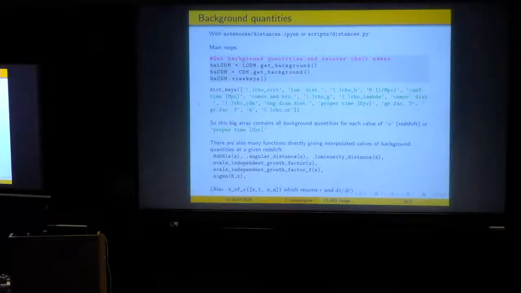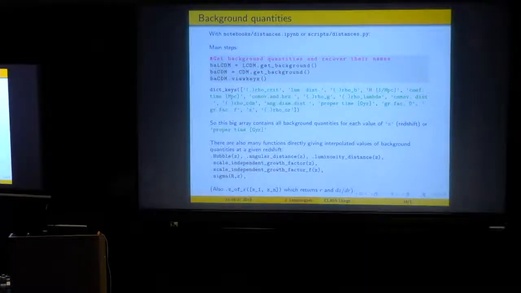So I have already computed my lambda CDM cosmology and my Einstein-de Sitter cosmology. For each of them, I do a get_background, no argument needed, and the code will produce a big array that contains the evolution of background quantities with time. And again, probably I forgot the syntax of this. So I do a view_keys, and people pointed out this morning that if you use Python 3 and not Python 2, it's not view_keys, but just keys.